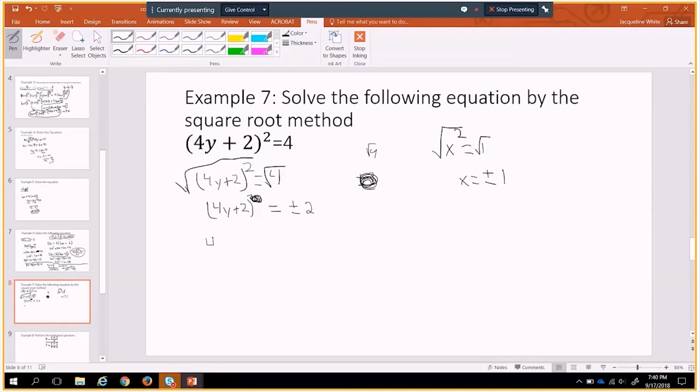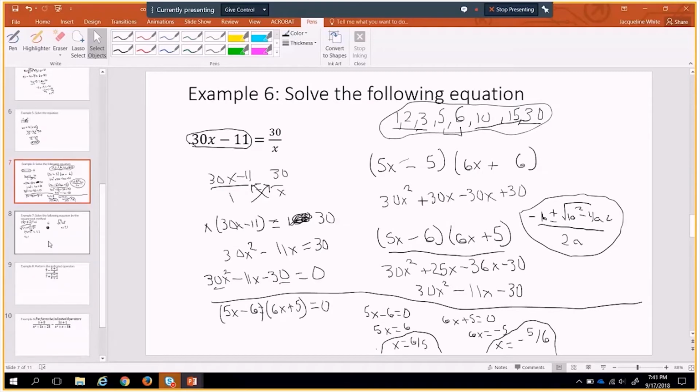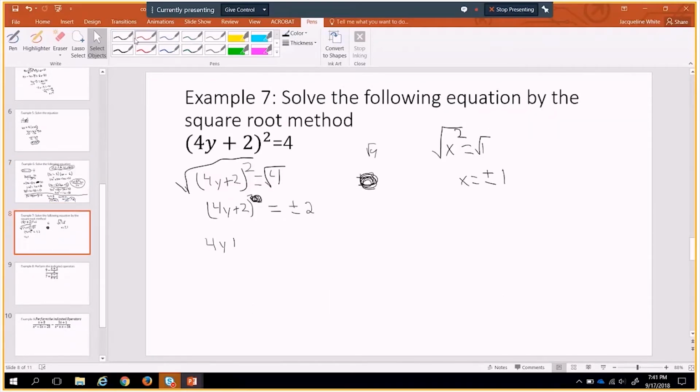We have 4y plus 2 is equal to 2, and 4y plus 2 is equal to negative 2. All right, so let's solve for y in both cases. So we're going to have 4y is equal to, subtract 2 on both sides, we're going to get 0. Nice. So then divide by 4 on both sides. 0 divided by anything is just 0. So that's going to be y is equal to 0 on that side.